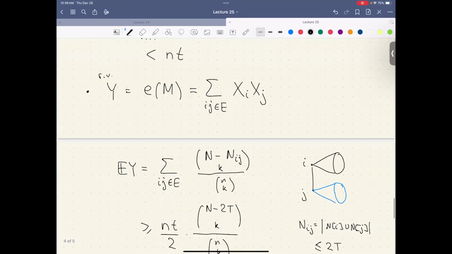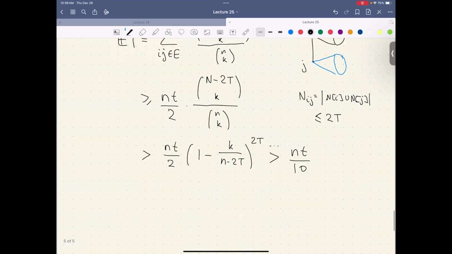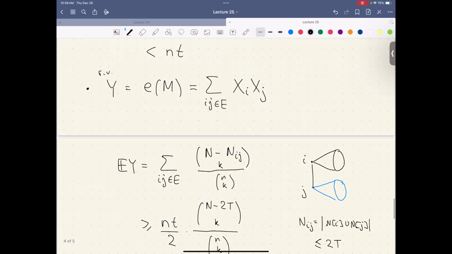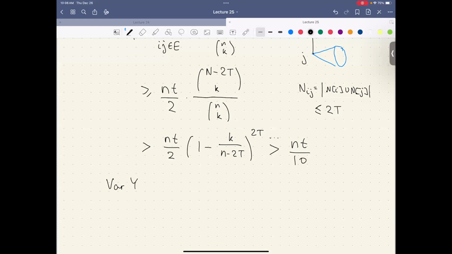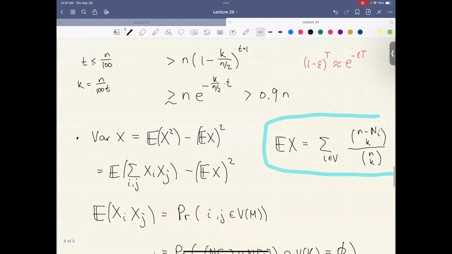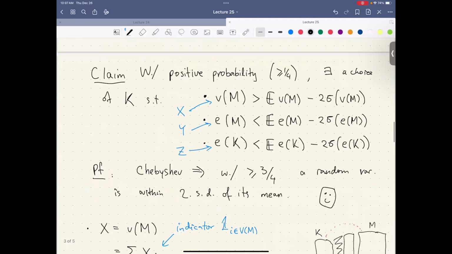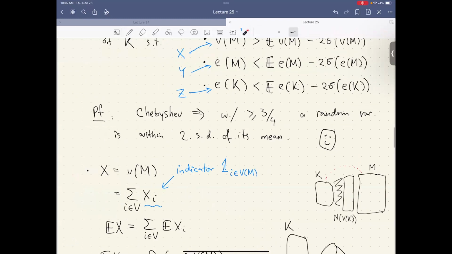Now, let me skip the variance of y. It's similar, just a little bit more tedious. So I will leave it for you. Variance of y, fill in the details. We have one last random variable, z, which is the number of edges in this random set of k vertices that we pick.